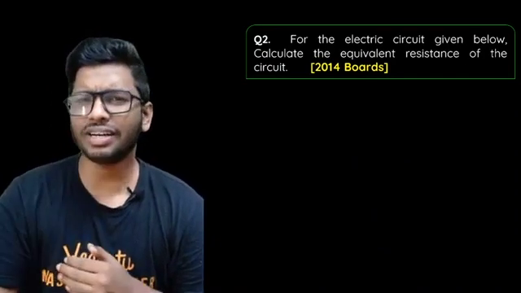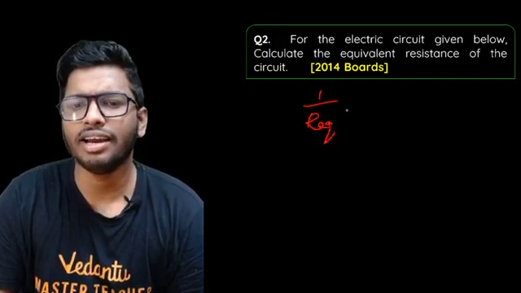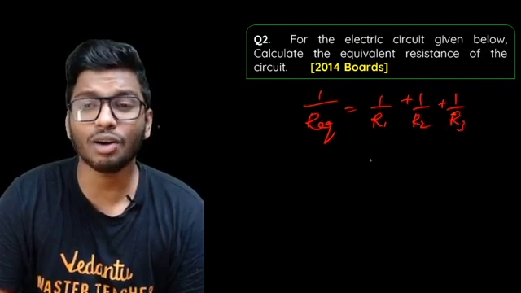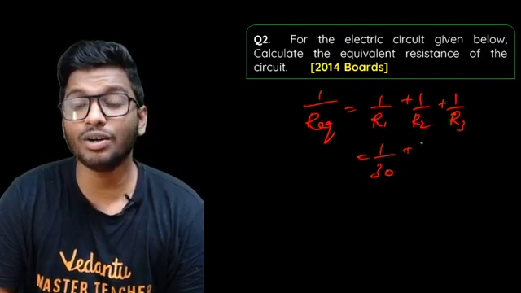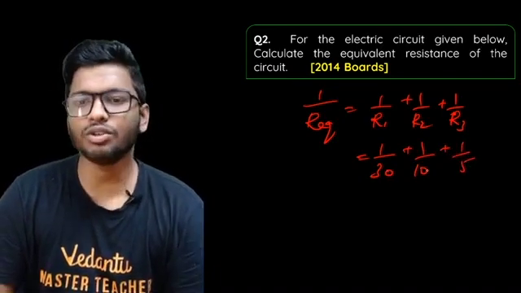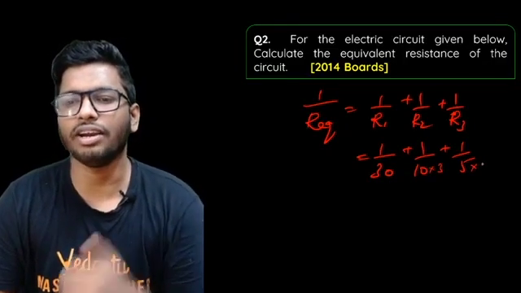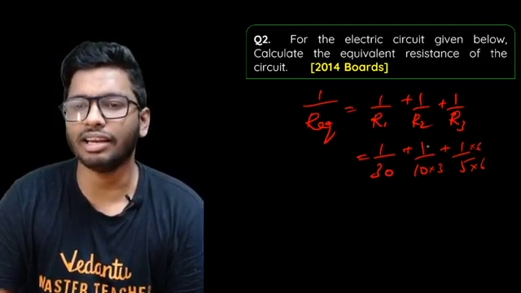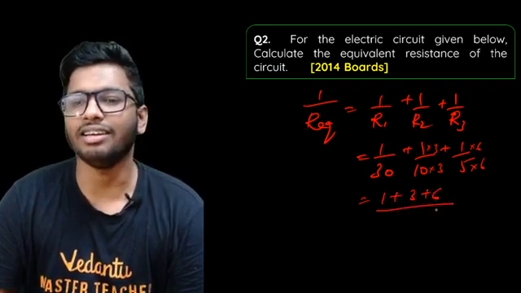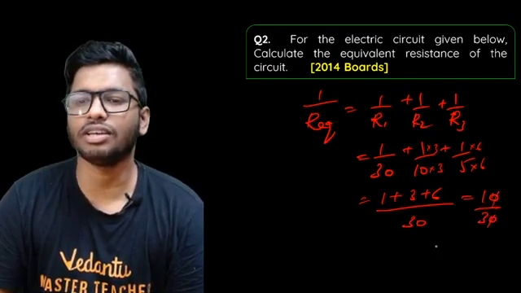The answer to this question is actually pretty simple. You just have to calculate the equivalent resistance. Again, if you remember the formula, 1 by R equivalent is equal to 1 by R1 plus 1 by R2 plus 1 by R3. In this case, R1 is 30 ohms, R2 is 10 ohms, and R3 is 5 ohms. Find out the LCM first. So I'll take 30 to be the LCM. So 30 into 1, 3, and 6. So that'll be 1 plus 3 plus 6, over 30. That's 10 divided by 30, which gets cancelled, so it'll be 1 by 3.